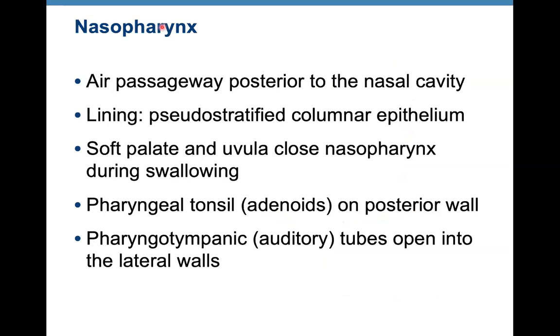So looking a little more specifically, the nasopharynx is an air passageway that's posterior to the nasal cavity. The lining is going to be pseudostratified columnar epithelium. The soft palate and the uvula will close the nasopharynx during swallowing. This is so that when you swallow, food and beverage does not go up into your nose. And sometimes if you're laughing and you're drinking, or you take that breath of air in when you're drinking, you'll actually sometimes get this to come up your nose. Now, looking at the lining, it's pseudostratified columnar epithelium. This is a single layer of epithelium. This is not lining that you can have fluids or food going through, okay?